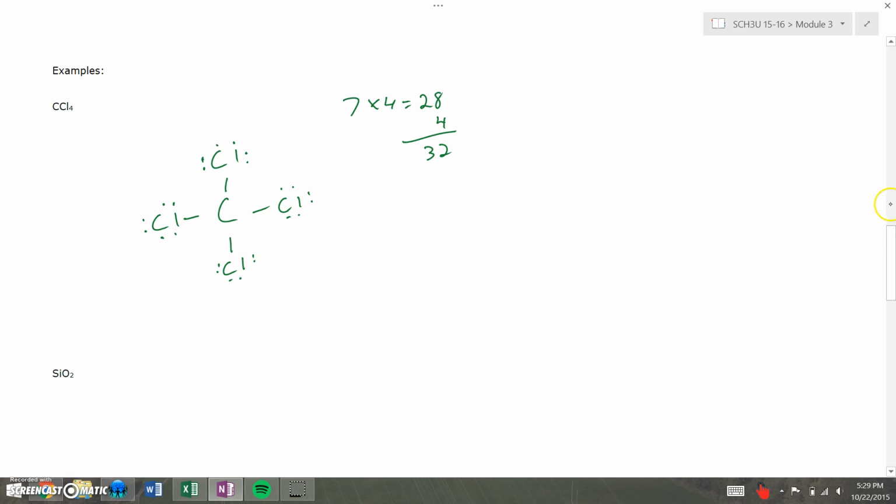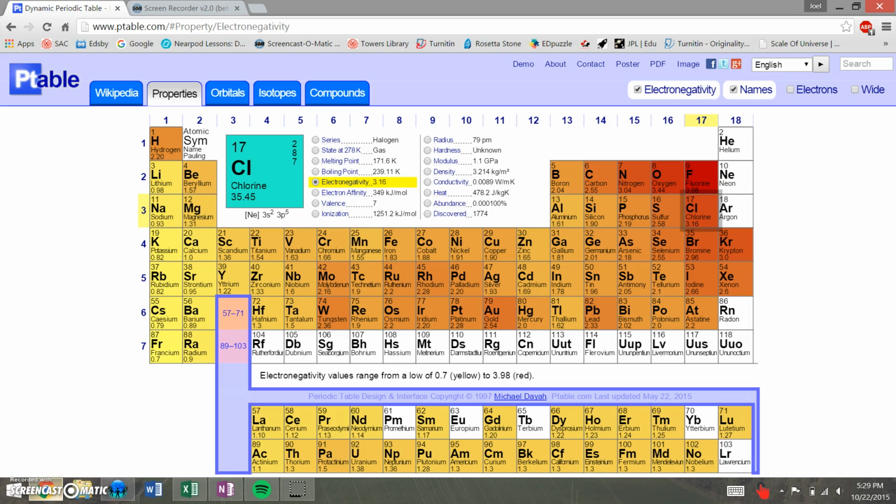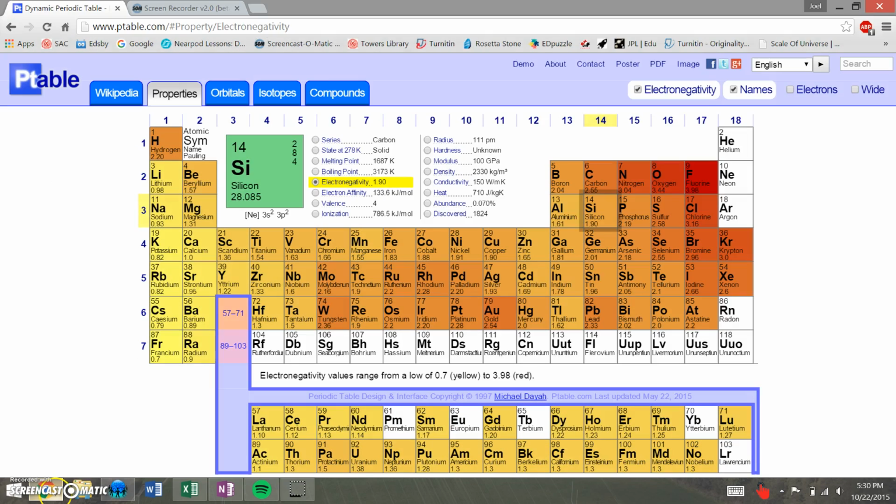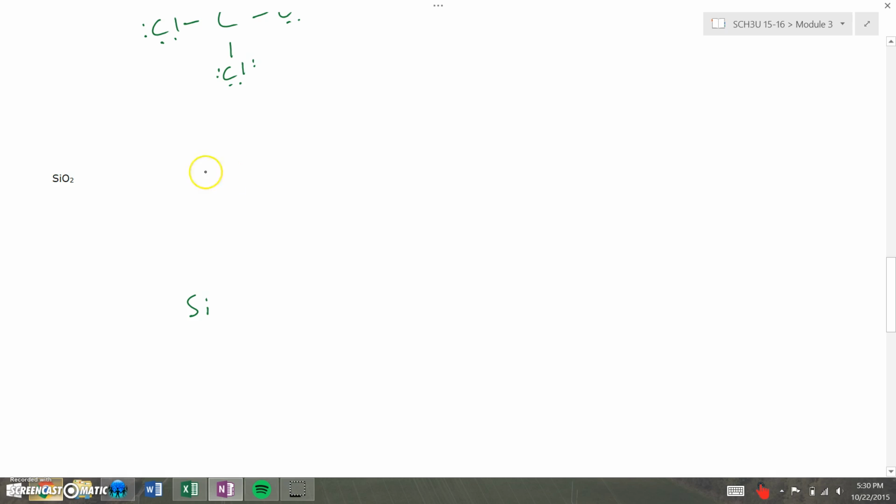Now, let's take a look at a different option in terms of silicon dioxide. We're going to take the same approach. So oxygen has a 3.44 electronegativity, silicon a 1.90 electronegativity. So again, silicon with the lower electronegativity is going to be my central atom. And now I'm going to add up valence electrons. Oxygen has 6, silicon has 4. So 12 plus 4 is 16 valence electrons that I need to account for.